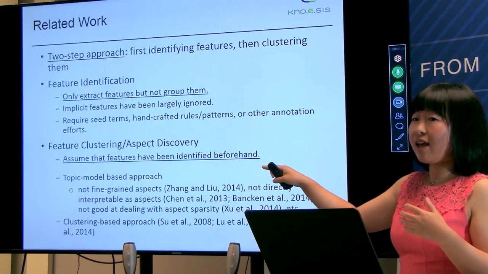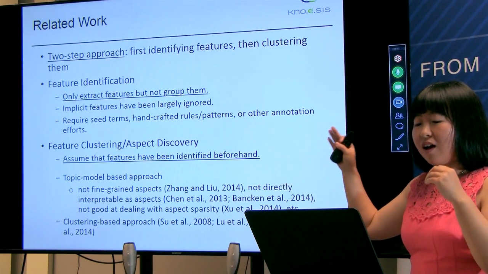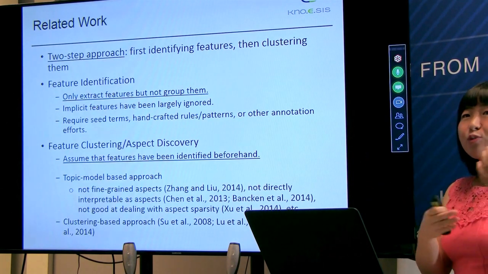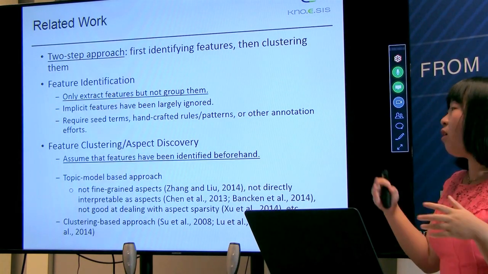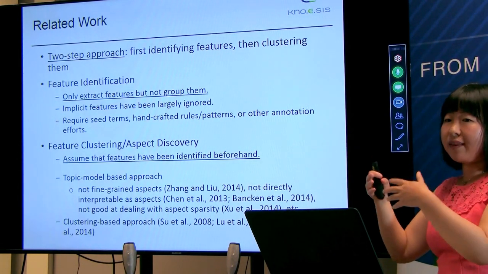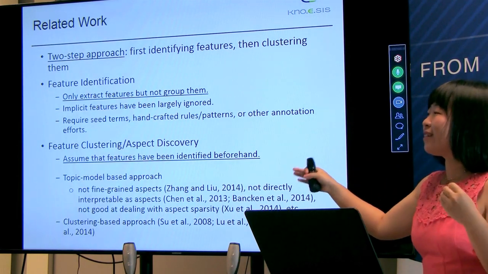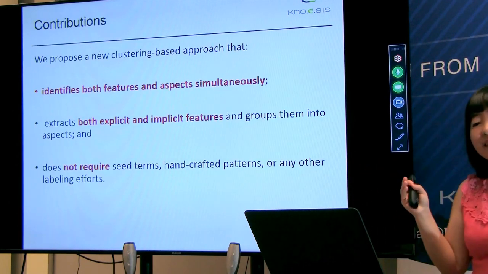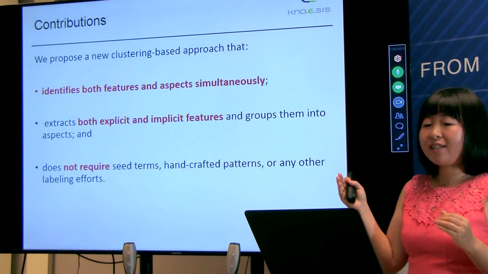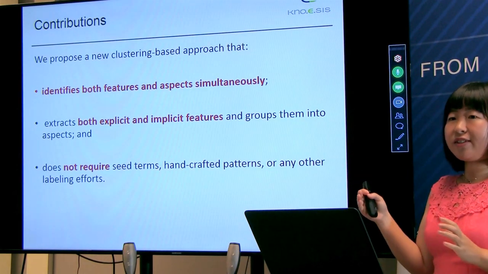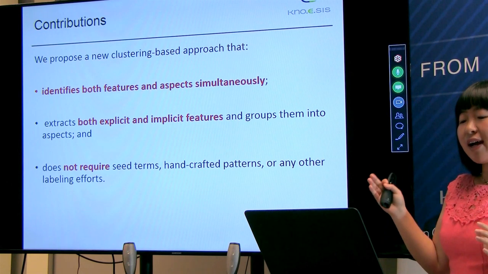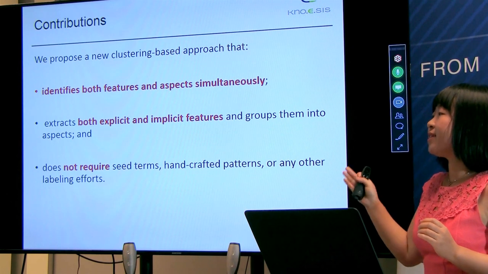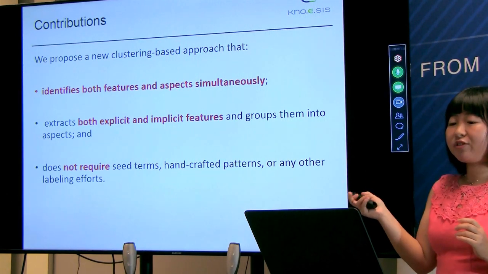On the other hand, some other studies focus on aspect discovery. So they assume that the features have been extracted by some other techniques, or identified beforehand. They focus on grouping them. So they use either a topic modeling based approach or a clustering based approach. So the contribution of this work is that we propose a new clustering based approach that identifies both features and aspects simultaneously. We don't take two steps. And it extracts both explicit and implicit features and groups them into aspects. And it does not require seed terms, patterns, or any labeling effort.